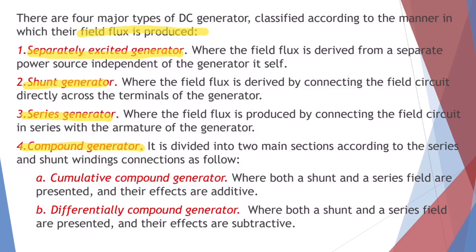It is divided into two main sections according to the series and shunt windings connection as follows: cumulative compound generator, differentially compound generator. Cumulative compound, where both a shunt and series field are present and their effects are additive. Differentially compound, where both a shunt and series field are present and their effects are subtractive. Here additive and here subtractive.